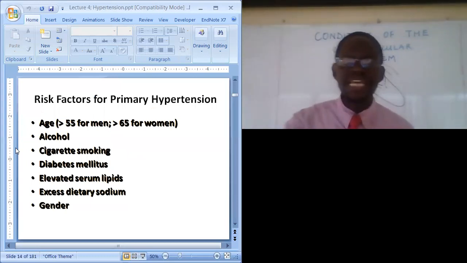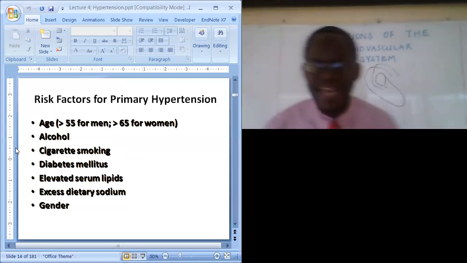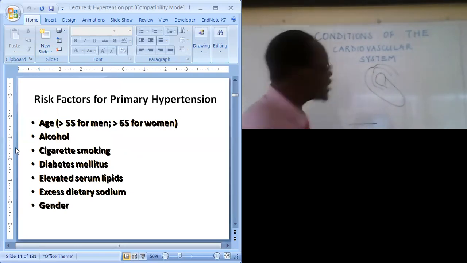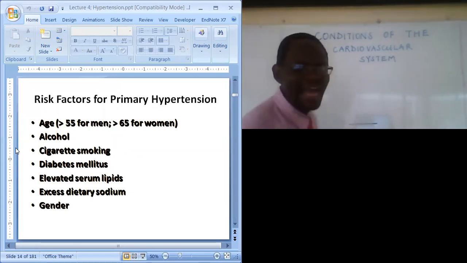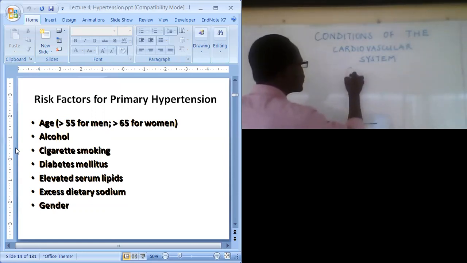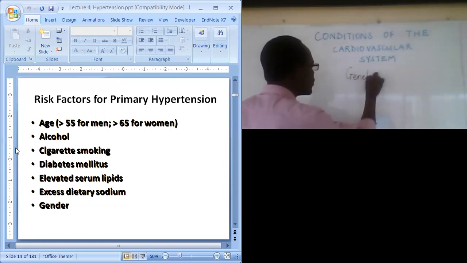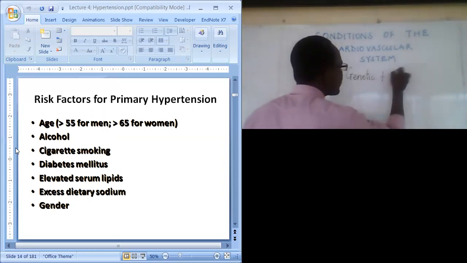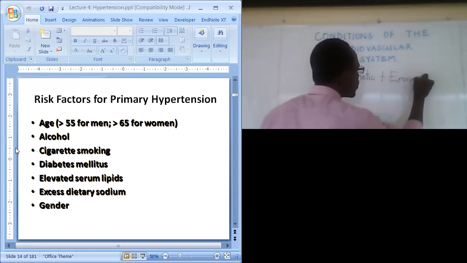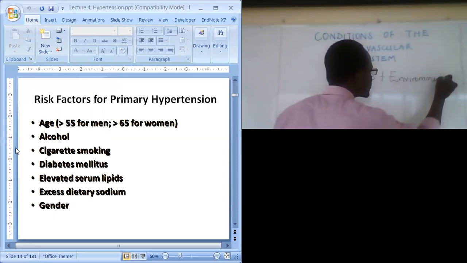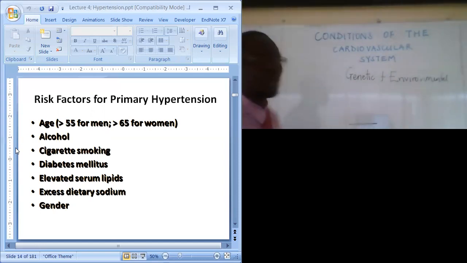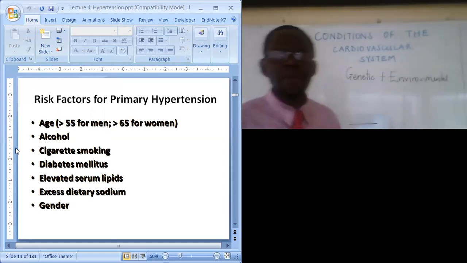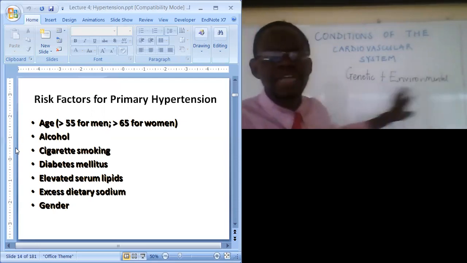Now, what are the risk factors for primary hypertension? We said that for primary hypertension to occur, there should be an interplay of genetic and environmental factors. So for you to have primary hypertension, there is an interplay of these two factors.